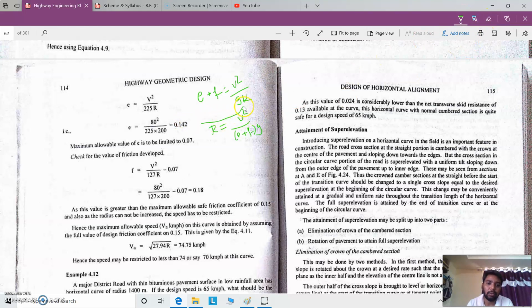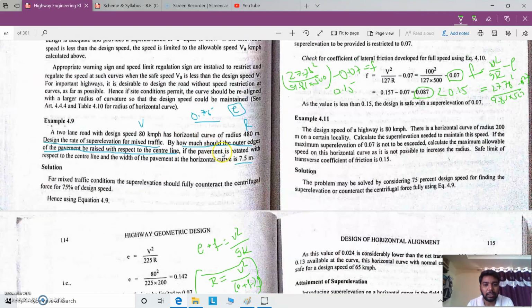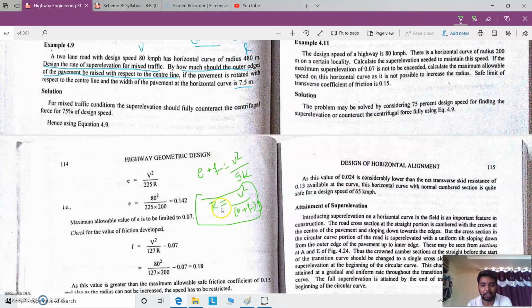The ruling minimum radius for the highway is considered as R equal to V square by (e plus f) into g on the curve. Apart from this, you will be getting this content extra.